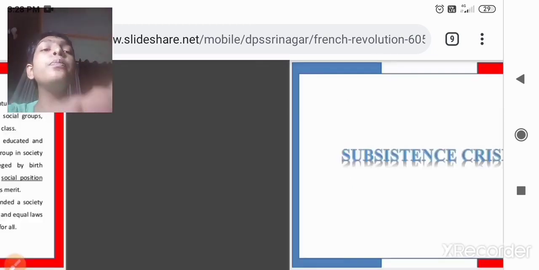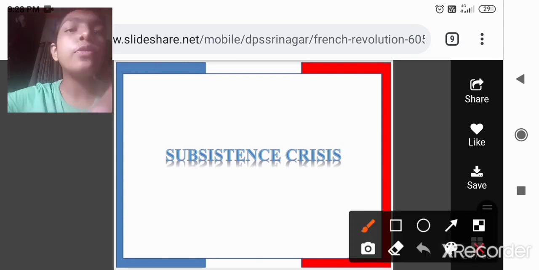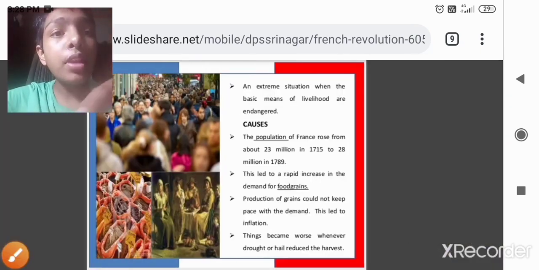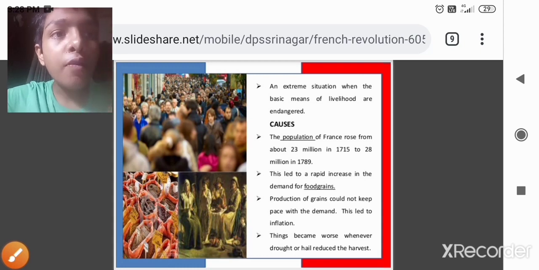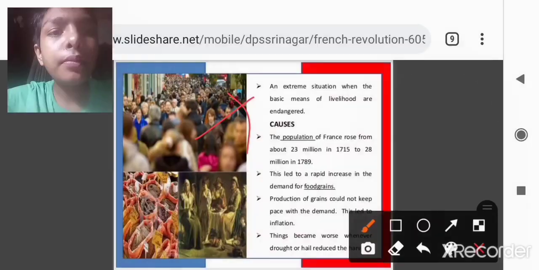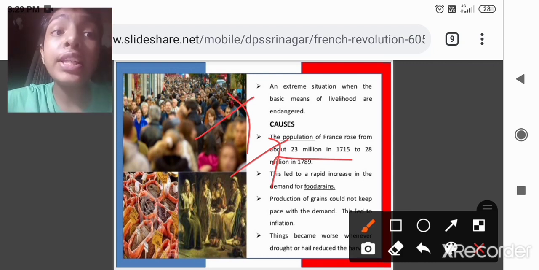You know? Now, what was subsistence crisis? This is the last topic for today, and after this topic, we are going to end this session. Now, the subsistence crisis. Let us study about that. What happened is an extreme situation where the basic means of livelihood are endangered. अब क्या है? And the population of France increased rapidly from 23 million in 1715 to 28 million, as I told you. This led to a rapid increase in demand for food grains.